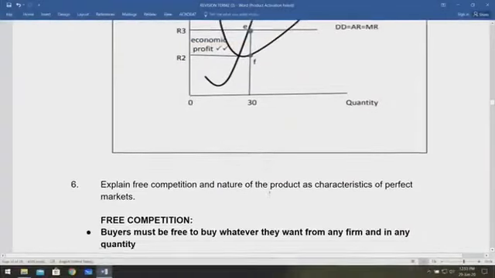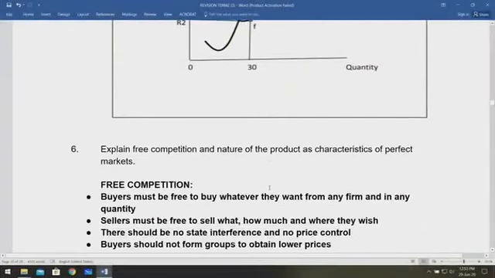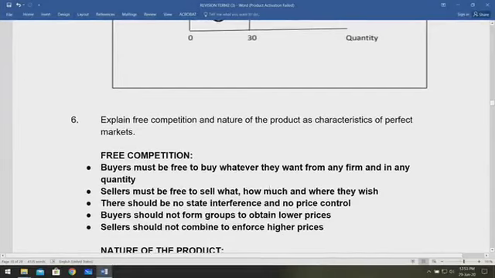Some of your 8 markers are out of the box, meaning these are not things from the textbook or in your notes. And then you also have your 8 markers which are directly from your notes. Right, let's have a look at that. Question 6: explain free competition and nature of the product as characteristics of a perfect market. So what they're doing here is looking at 2 of the characteristics, the first one being free competition and the second one being the nature of the product.